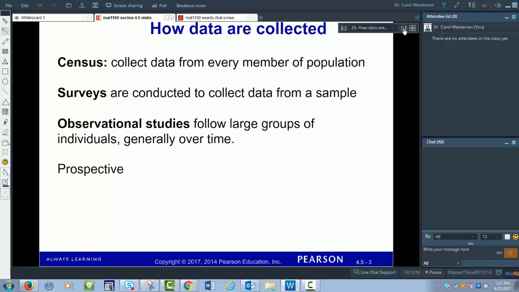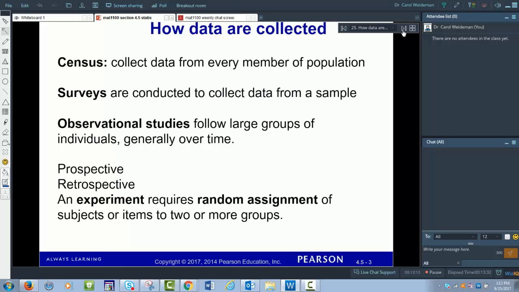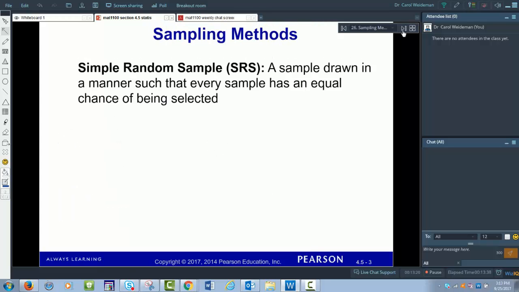Observational study is where we follow large groups of individuals, generally over time, and it can be prospective. We identify the people now and we track them forward. Or retrospective. Retrospective, key phrase you'll see is reviewed records, reviewed medical records, reviewed college records. So we identify the cases and then we look back into their data or history to determine information, to collect variables. An experiment requires random assignment of the subjects or the items to two or more groups.